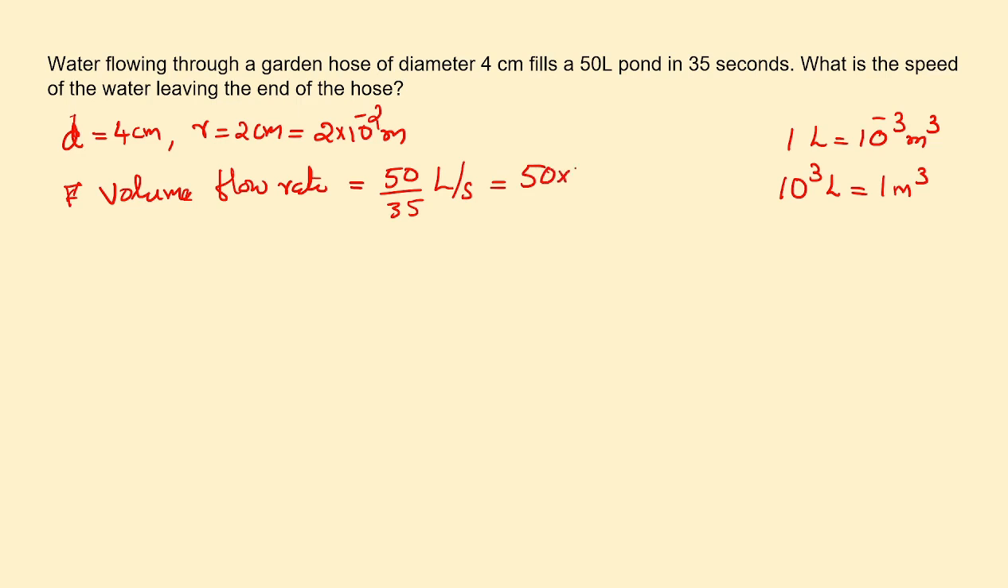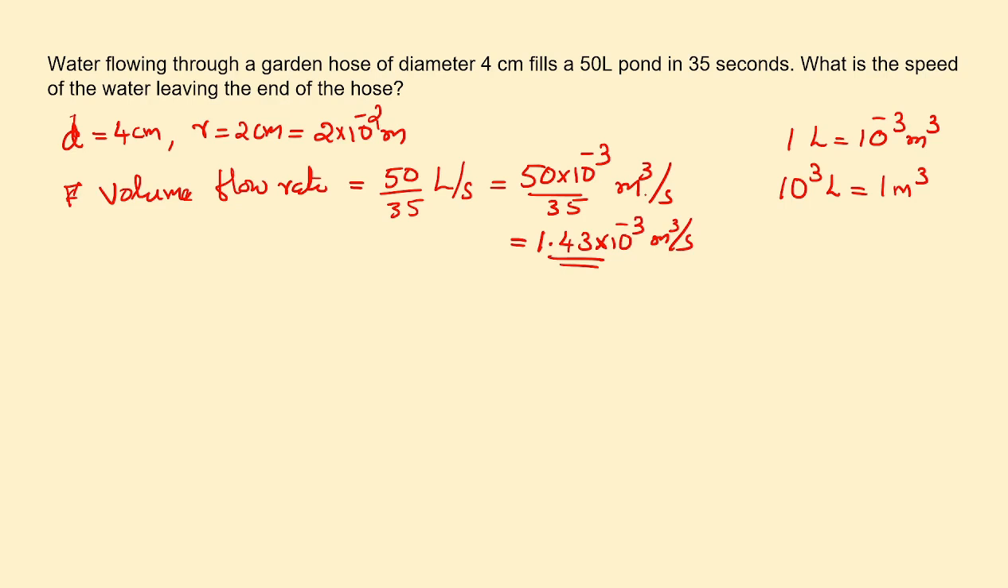50 into 10 raised to negative 3 divided by 35 meter cube per second. When we calculate, we get the flow rate as 1.43 into 10 raised to negative 3 meter cube per second. This is the flow rate, volume flow rate.